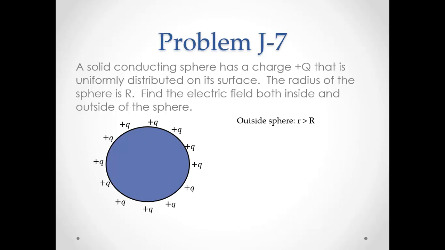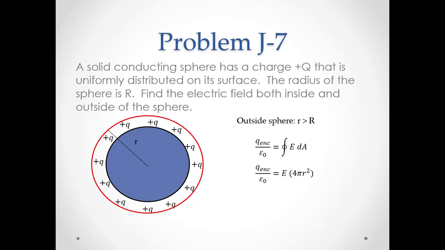Now what if I looked outside the sphere, where my Gaussian surface has a radius bigger than the radius R? The surface area of the sphere hasn't changed. That step looks exactly the same. The one thing to point out is that the Q enclosed by this surface happens to be the total charge of the sphere itself, Q. If we solve for E, we get Q over 4 pi epsilon naught r squared.